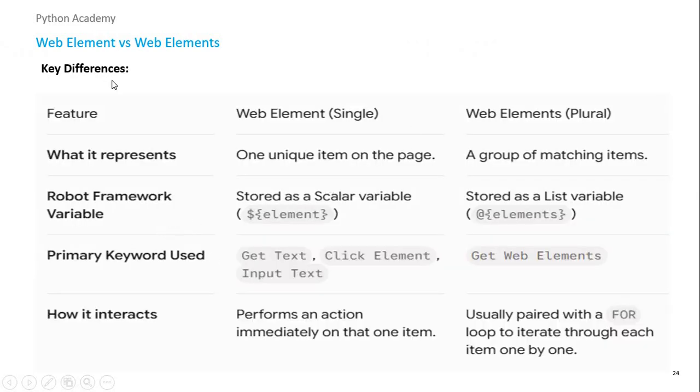Okay, this is the difference between the web element and web elements. What it represents: one unique item on the page, so it will always be a unique locator, and this will be the group of matching items. There is one question. Can anybody tell me what exception will come for the web element and for the web elements if it is not matching?